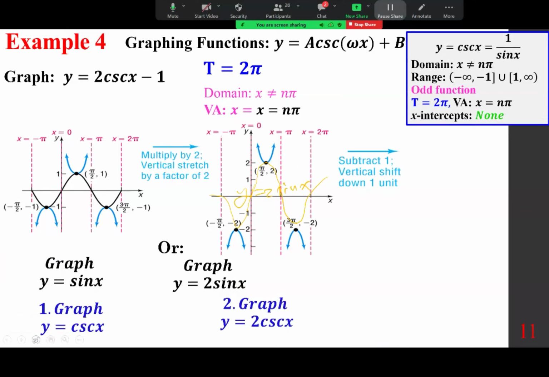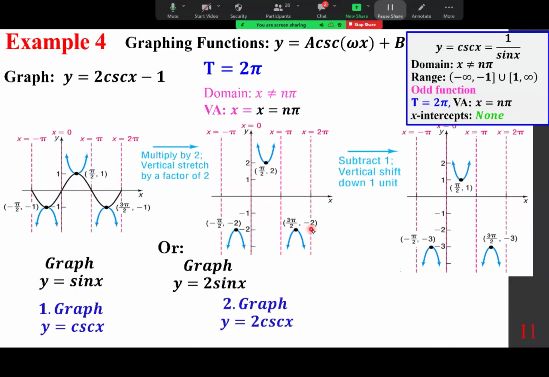So if I want to shift it down, that means now pi over 2 comma 1, negative pi over 2 comma negative 3, 3 pi over 2 comma negative 3. I am subtracting 1 from the y coordinates. So that's the graph of y equals 2 cosecant x minus 1.